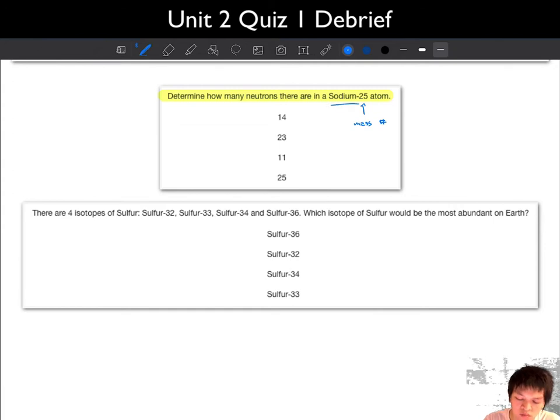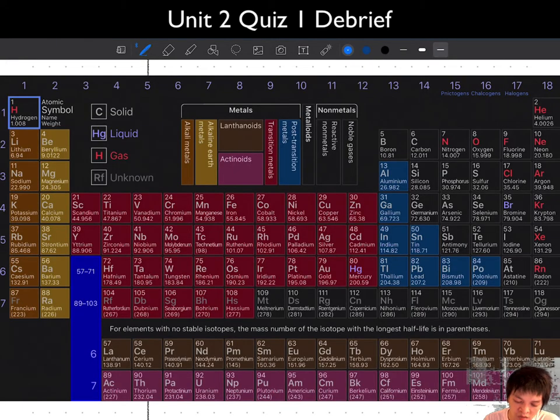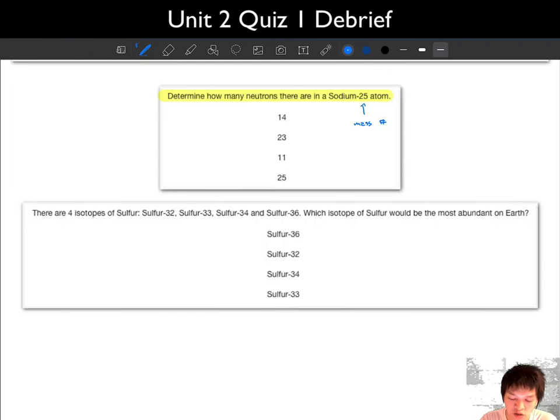Well, sodium. If we know it's sodium, we can figure out its atomic number. And if we know its atomic number, we can figure out how many protons there are. So if we look in the periodic table, we find sodium again. Atomic number 11 means there's 11 protons. So there is 11 protons.